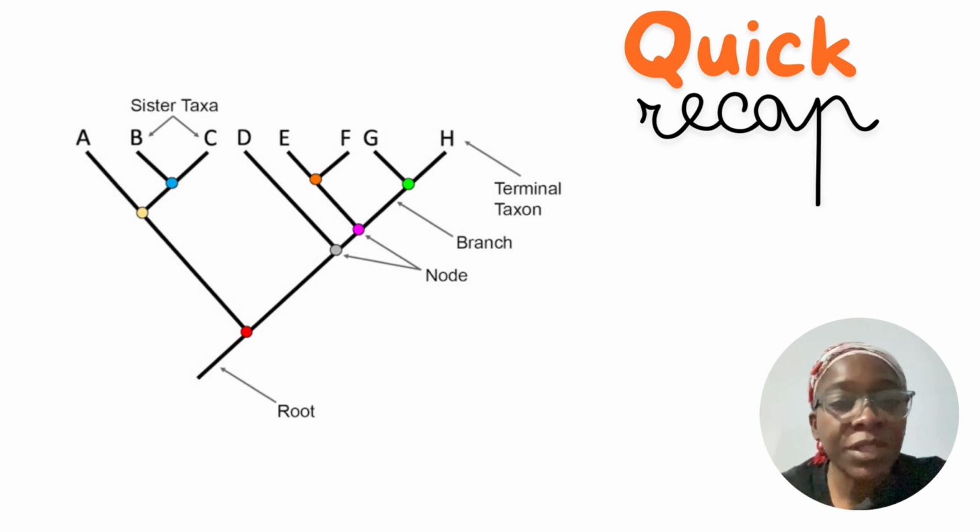Two taxa which are on the same node are known as sister taxa. And if you have more taxa on a node, they're known as a polytomy. So there are many taxa there. And this is a node, this is a branch, and you can have trees that are rooted and unrooted.